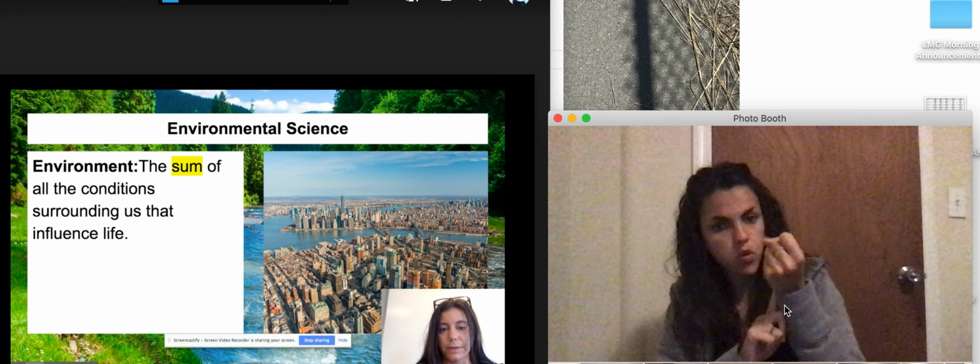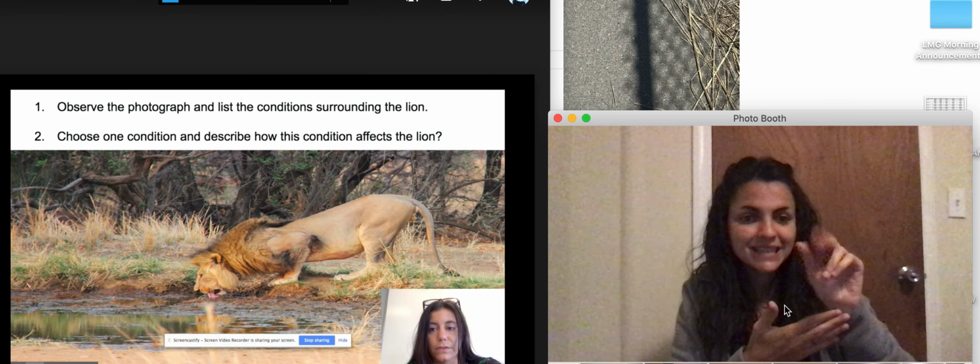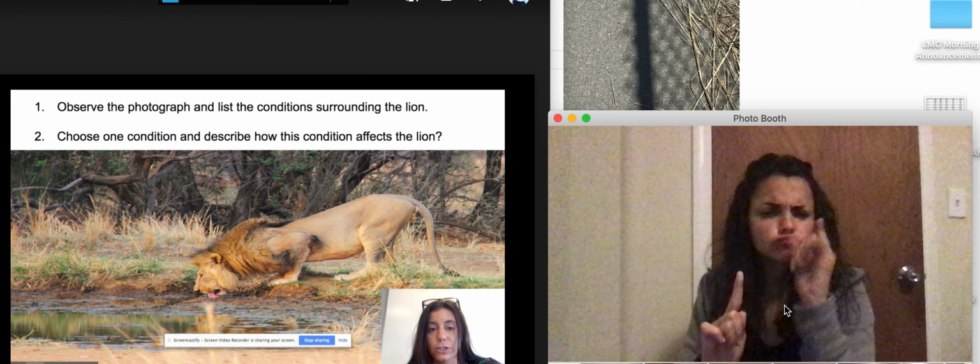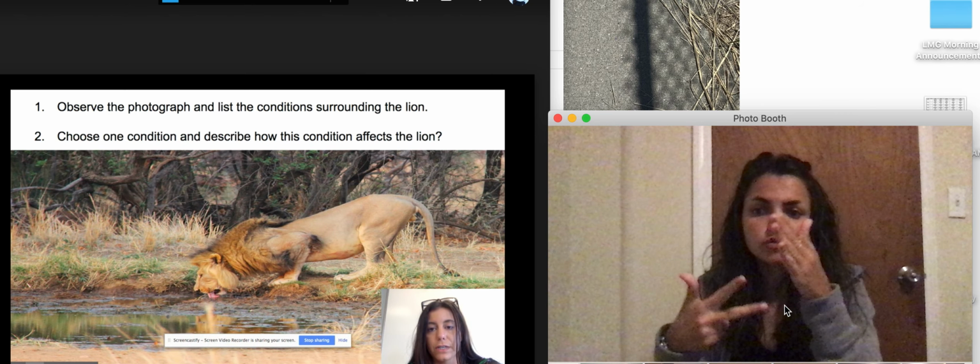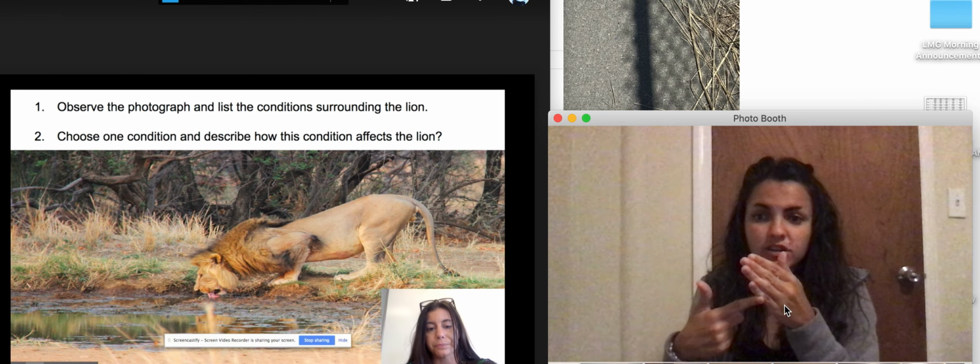Now, if you were in class today, we would do this quick turn and talk using this picture of the lion in the lion's environment. So you could do this at home. Take a look at this photo and answer the 2 questions. 1, observe the photograph and list the conditions that surround the lion. And then 2, you're going to choose one of these conditions and describe how the condition affects the lion.